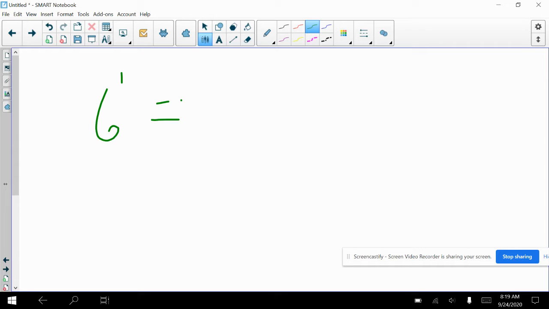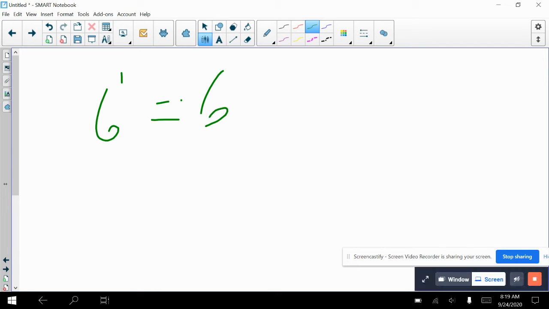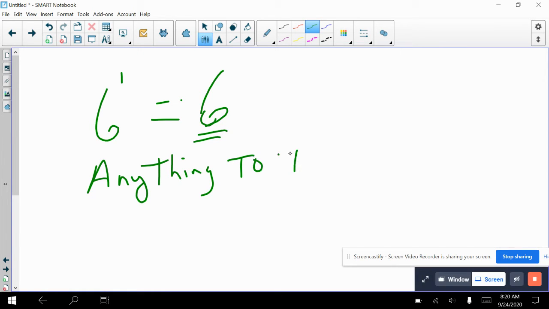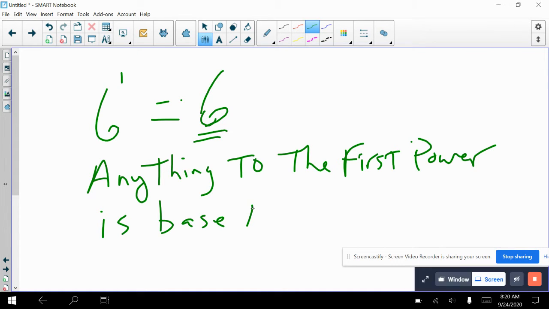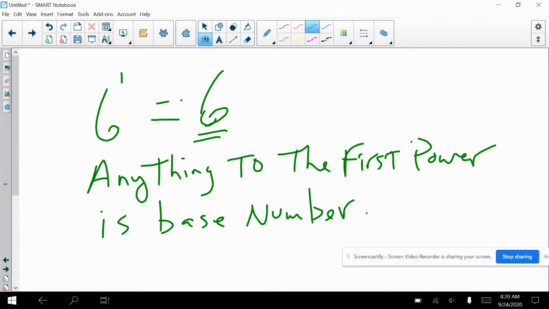All right, listen carefully. Anything to the first power is the base number. Anything to the first power is the base number. Well, them apples. Okay.